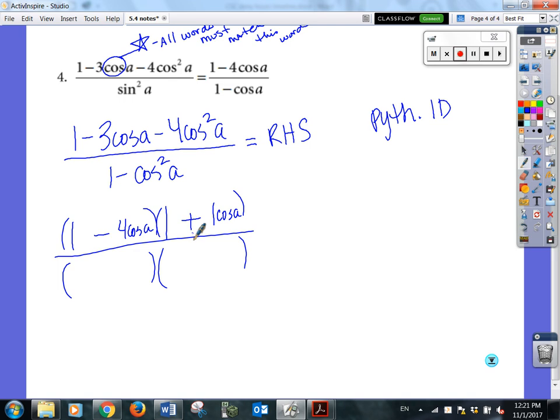If I were to FOIL those back together, 1 times 1 is 1, negative 4 cosine A plus 1 cosine A is negative 3 cosine A, negative 4 cosine A times positive 1 cosine A is negative 4 cosine squared A. And then the bottom, we've been doing that for at least 2 or 3 days, 1 and 1 cosine A is the difference of two squares, one's plus, one's minus, equals the right-hand side. And I did something on the numerator and the denominator, but it was all the same, so I can just say factor.